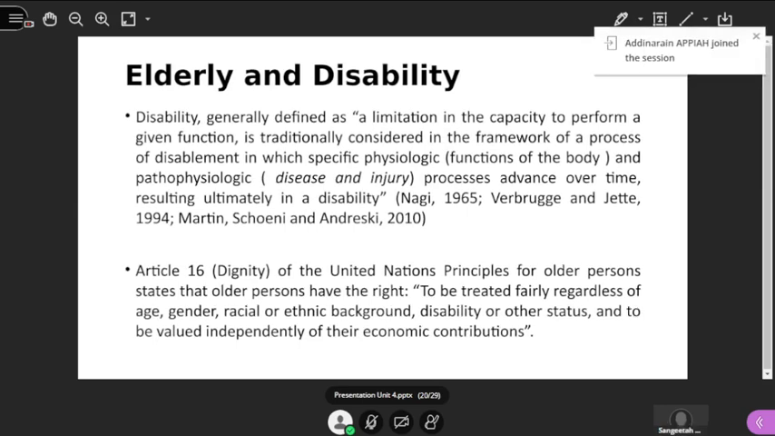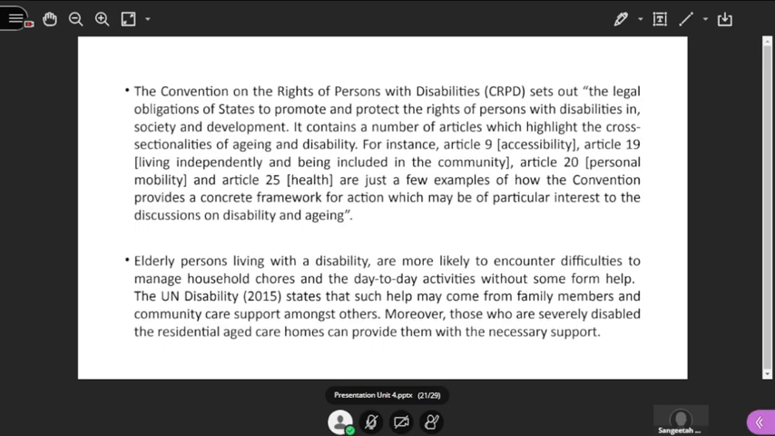So, elderly and disability. Disability is generally defined as a limitation in the capacity to perform a given function. It is traditionally considered in the framework of a process of disablement in which specific physiologic functions of the body and pathophysiologic processes like disease and injury advance over time, resulting ultimately in a disability. So disability, as WHO defined, is also a health problem. Article 16 of the United Nations Principles for Older Persons states that older persons have the right to be treated fairly regardless of age, gender, racial or ethnic background, disability or other status, and to be valued independently of their economic contribution.